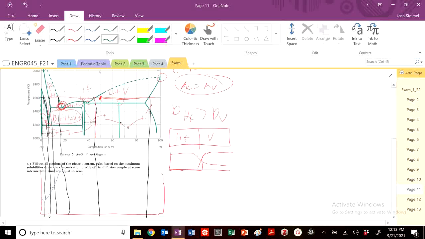So that means I'm in pure beta from here to here. Let's draw this. Oh, it's getting messy. So that's my pure beta. In this region here, I'm alpha plus beta. I'm going to have a point here, and here I have a common tangent. I'm in a two-phase region here, and then I have my single-phase region right here.